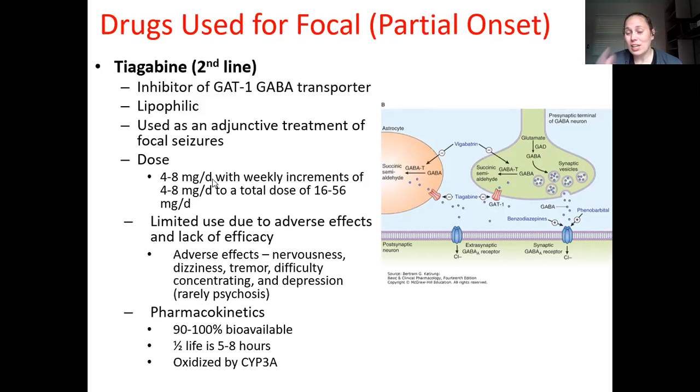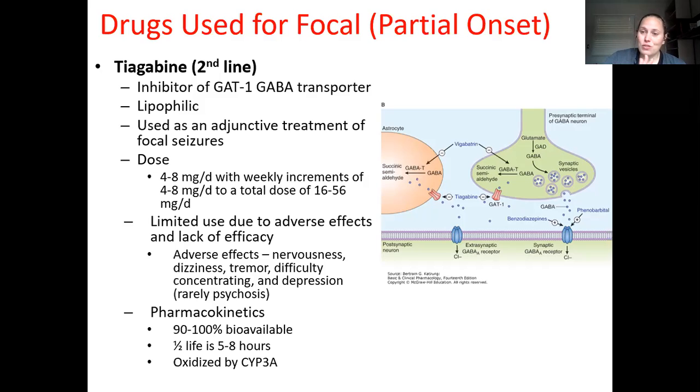And as we're looking at all of these anti-seizure drugs, I think the side effects are important to note, because often that's what decreases adherence, because individuals have things like nervousness, dizziness, tremors, difficulty concentrating, depression, and in very rare instances psychosis develops. These side effects are going to mitigate somebody's adherence to taking these.